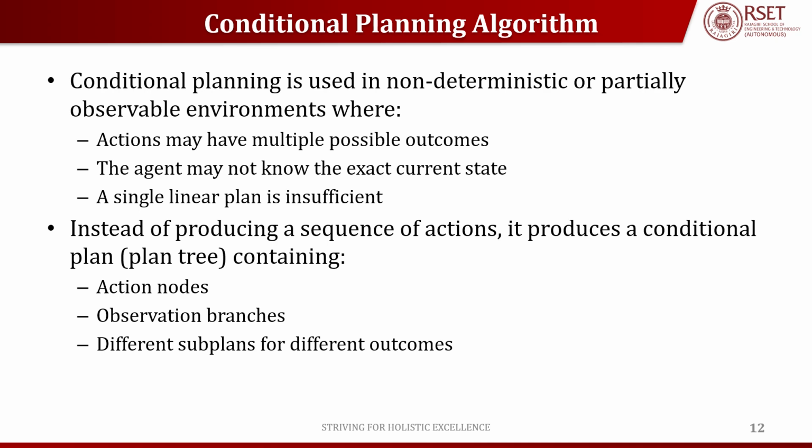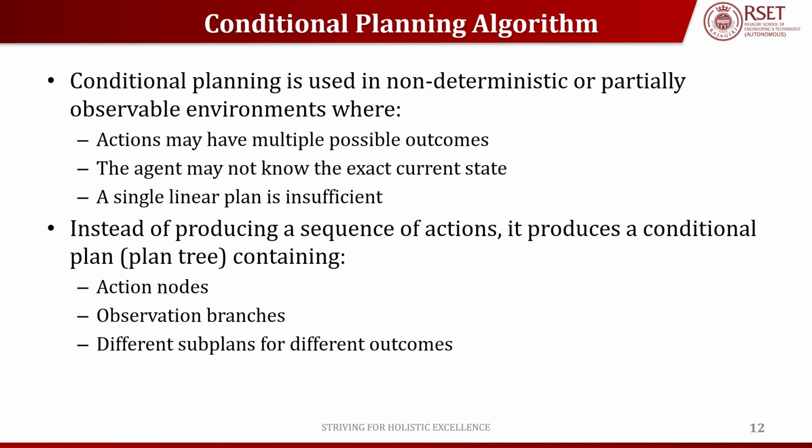Okay, so instead of producing a sequence of actions, conditional planning produces a plan tree. This tree can contain action nodes, observation branches, and different subplans for different outcomes. So let me explain this with a simple example: planning to go to college with uncertain weather. There are mainly two possible outcomes, that is, it may rain or it may be sunny.